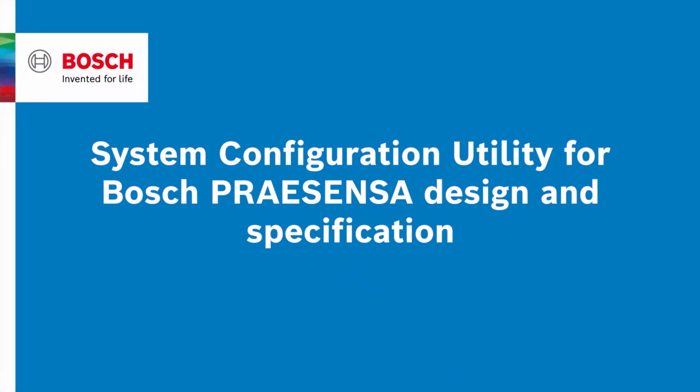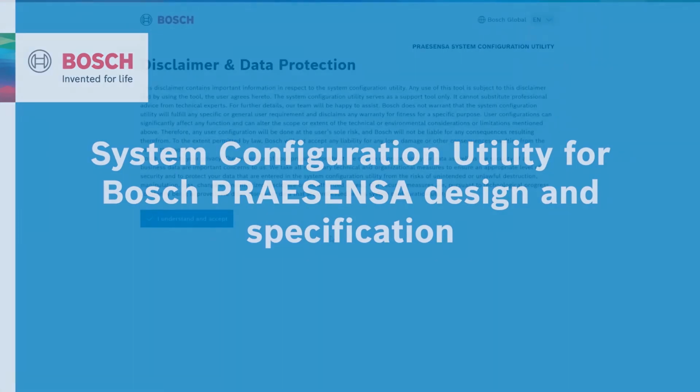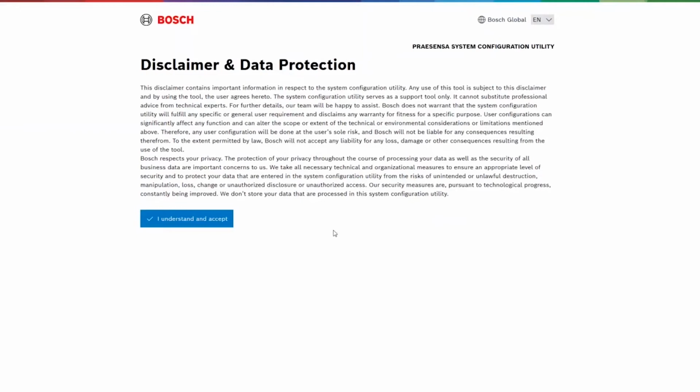In this webinar, we will cover the PRAESENSA system configuration utility for Bosch PRAESENSA design and specification. This is a tool which helps to design and specify a PRAESENSA public address and voice alarm system. With respect to design, it automatically generates optimized amplifier allocation to a given loudspeaker line set and bill of material. With respect to specification, it automatically creates tender texts.